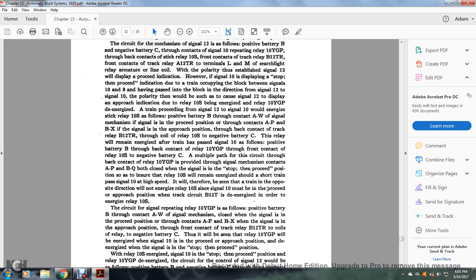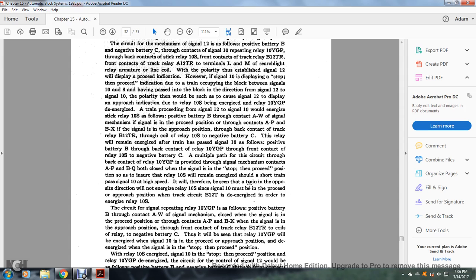The relay will remain energized after the train has passed signal 10S, followed from positive battery B through the back contact of relay 10YGP, through the contact of relay 10S, to negative battery C. A multiple path of the circuit through the back contact of relay 10YGP is provided with the signal mechanism contacts AP and BQ both closed when the signal is in the stop and then proceed position, so as to ensure that relay 10S will remain energized should the train pass signal 10 at high speed.